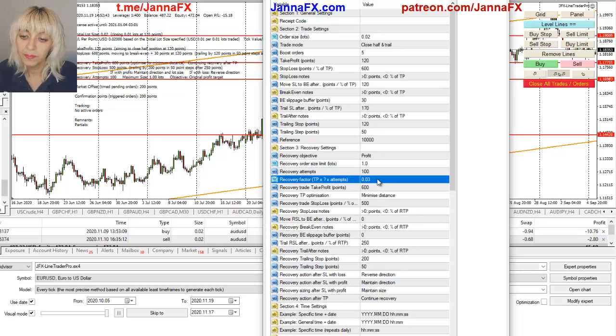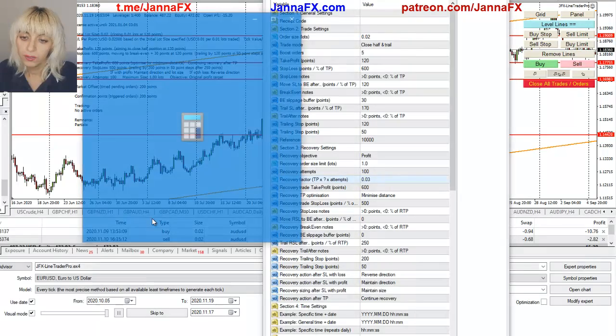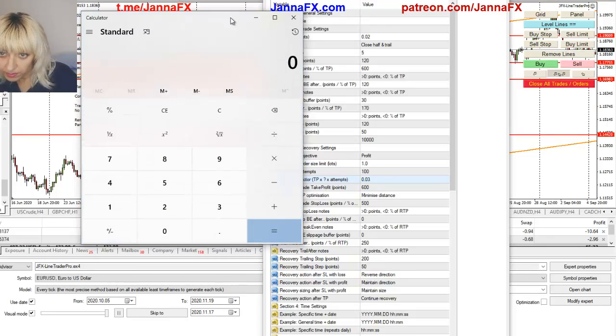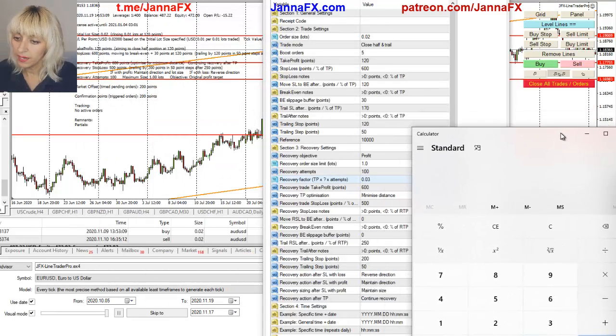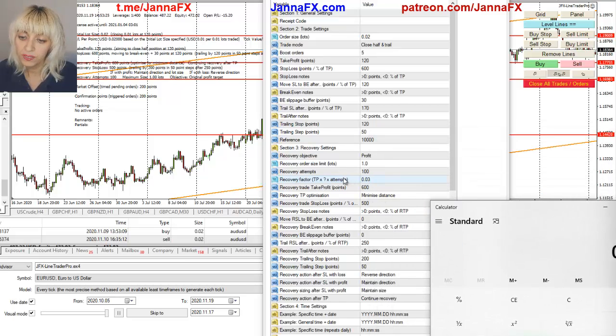So recovery factor, you can see here, it explains to you, it's the take profit. So let's say it's just not in points. Let's say you wanted $2 to make, right? And so then it will be, you see, doing, let's say it wants $2 to make, then you times 0.03, and so it makes $2.06, for example, right?